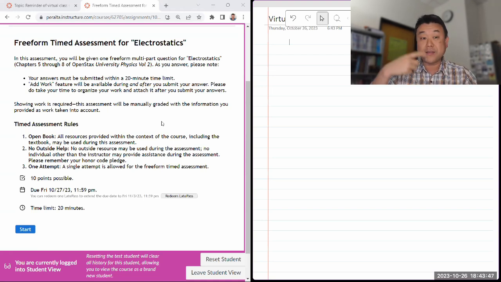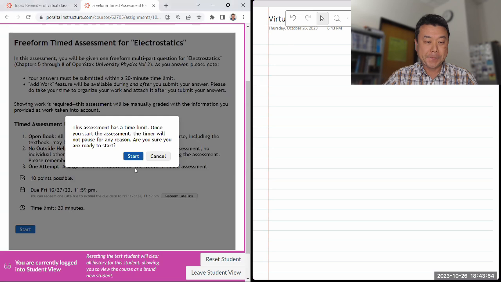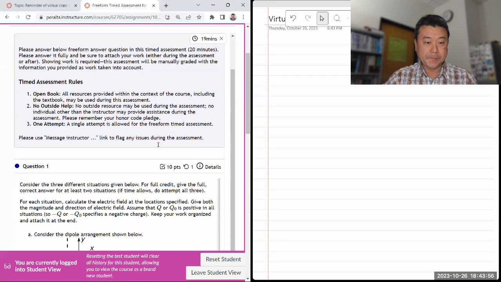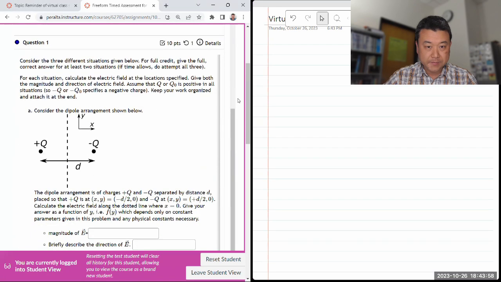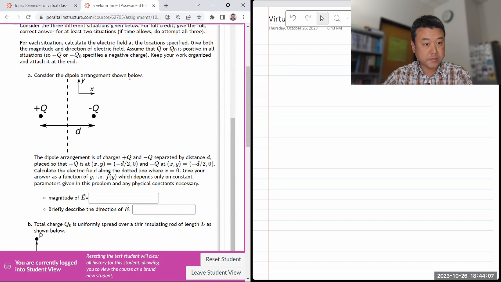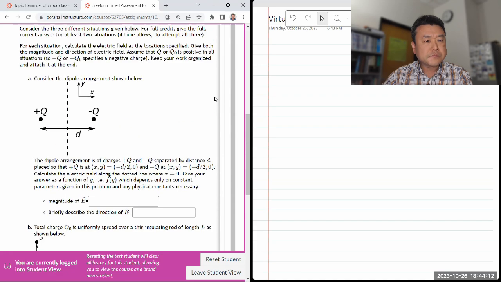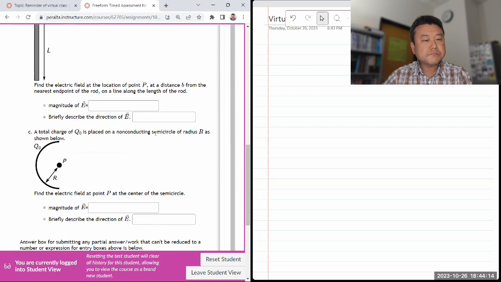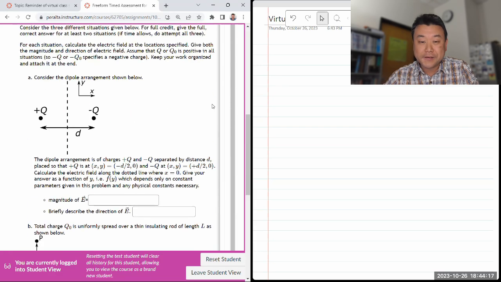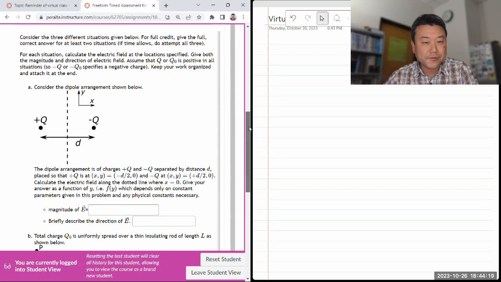Just make sure it's not the one I did before, and then just try to finish it in 20 minutes with some explanation. Okay, that's not the one I did before, so let me do that. It says consider 3 different situations given below. For full credit, give full correct answer to at least 2 situations if time allows. Oh wow. Okay. Let me try to do all 3, see if I have enough time to do all 3.